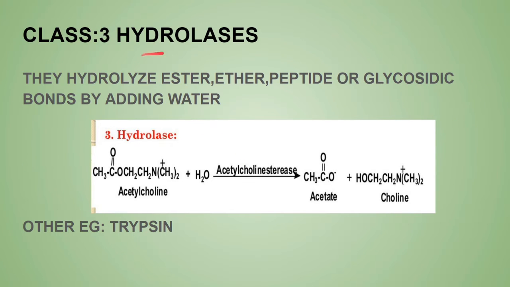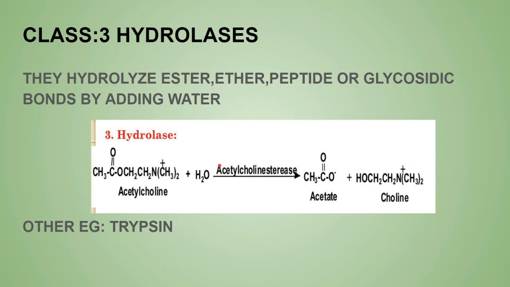Now the hydrolases, as the name says, hydro and lase, mean breakdown of a particular compound with the help of water. So they hydrolyze ester, ether, peptide or glycosidic bonds by adding water. So in class 3, hydrolases, as you can see over here, acetylcholinesterase will hydrolyze acetylcholine, a neurotransmitter, with water, and will form acetate and choline.